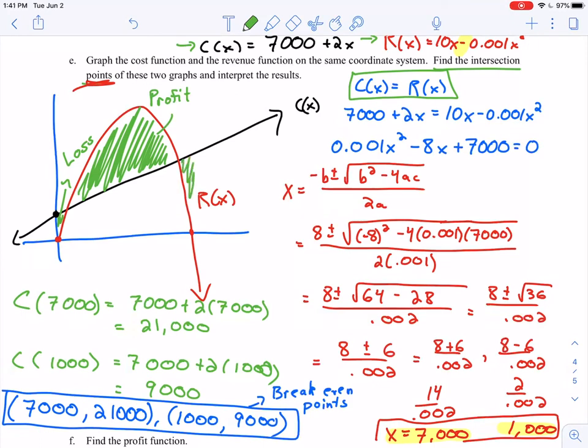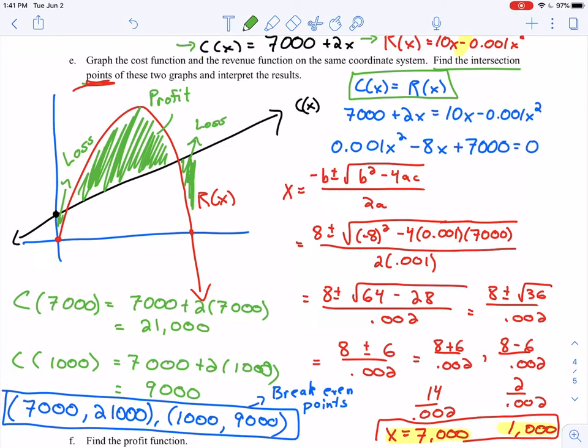And then finally over here, we see this switches once again. Here I have the cost function is higher than the revenue function. We don't want that because that represents a region of loss. That means I'm spending more money than I'm making.